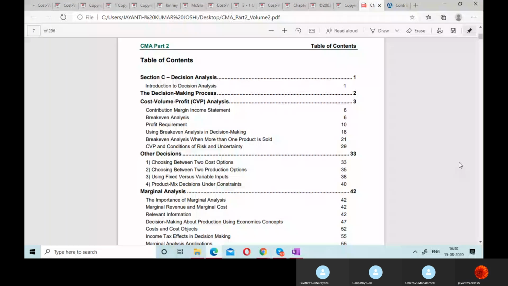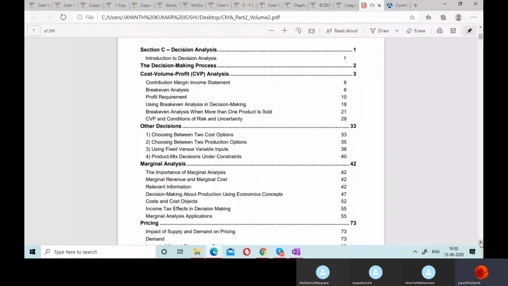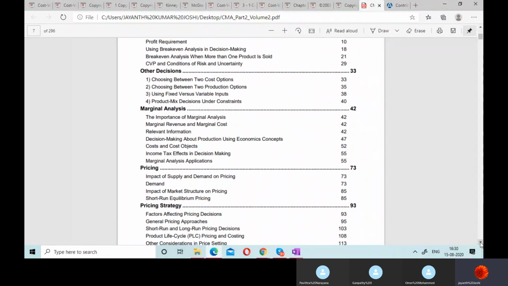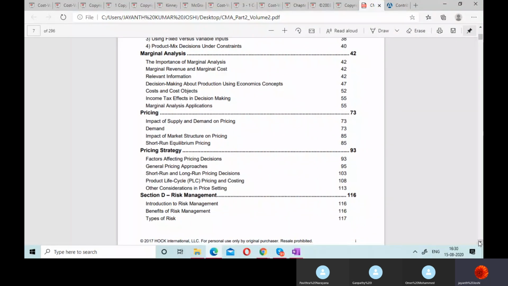So this is what we are starting today. Section C, the decision analysis, decision making process, other decisions, and marginal analysis. Till here, that is what we are going to see.